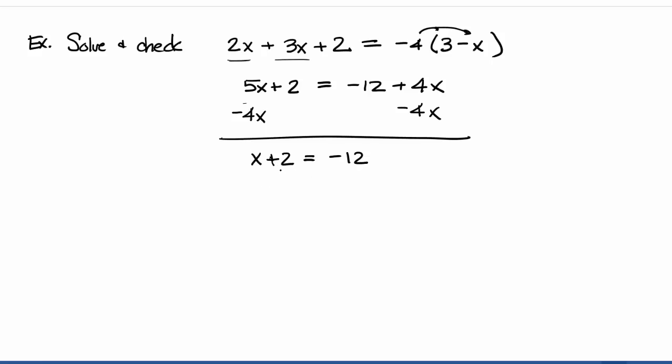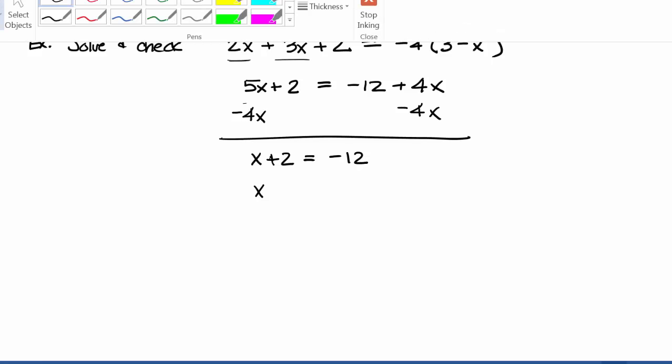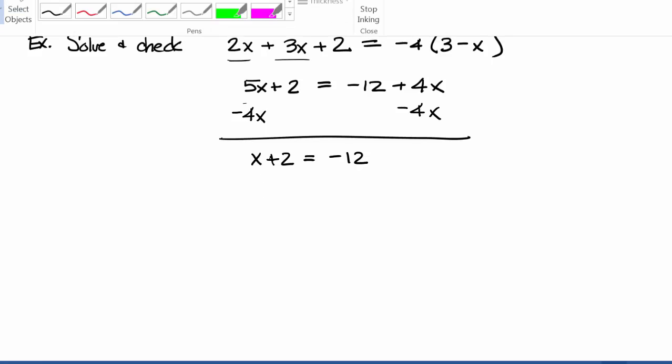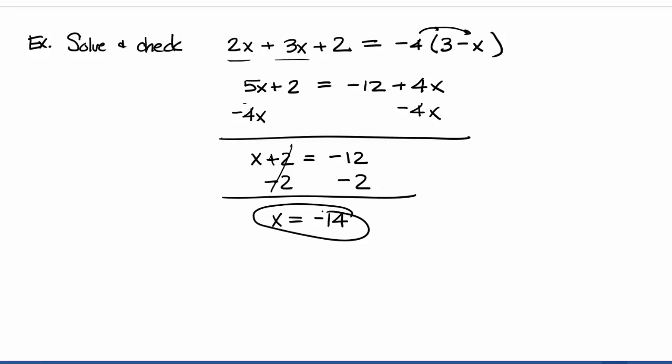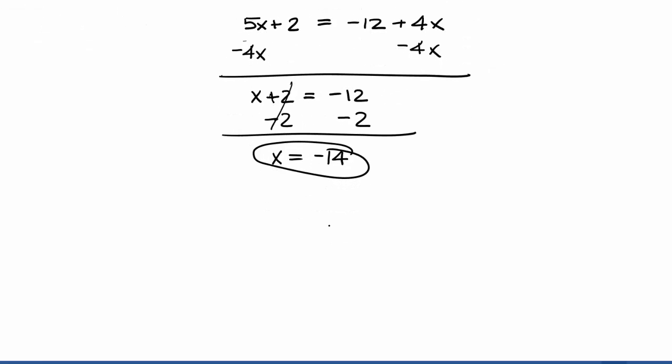Now I want to isolate my x. So I'm going to subtract 2 from both sides. So this goes away and I just get x equals negative 14. And here I don't even have to use the multiplication or division property of equality because my coefficient of x is already 1. So I've solved for x that way. And then of course I can check, right? So I can always check.